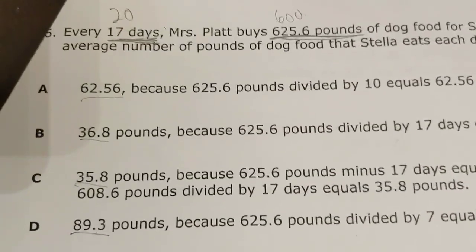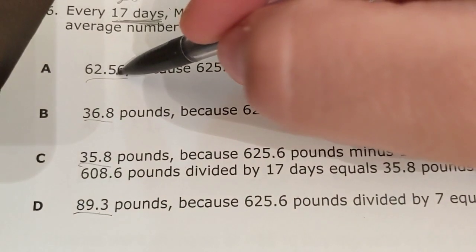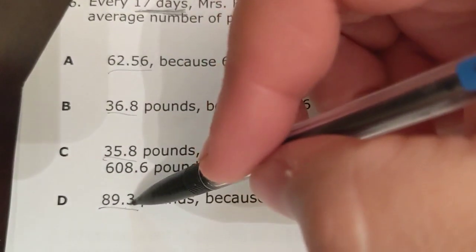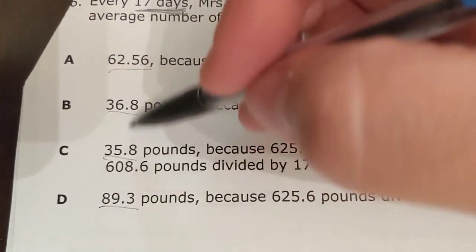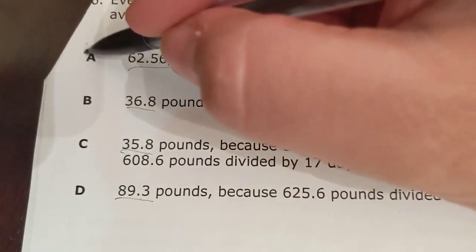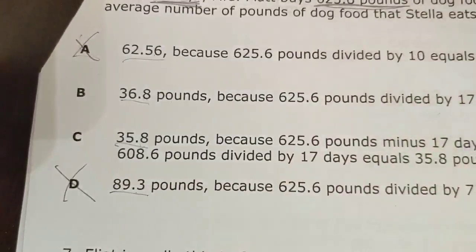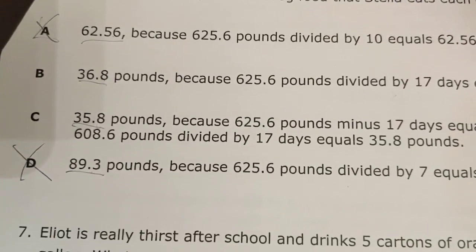Look at your answer choices. This one is not anywhere close to 30. This one is nowhere even close to 30. The only 2 answer choices that would make sense are these 2, right? So I'm going to scratch off A, and I'm going to cross out D as well. So it's B or C.